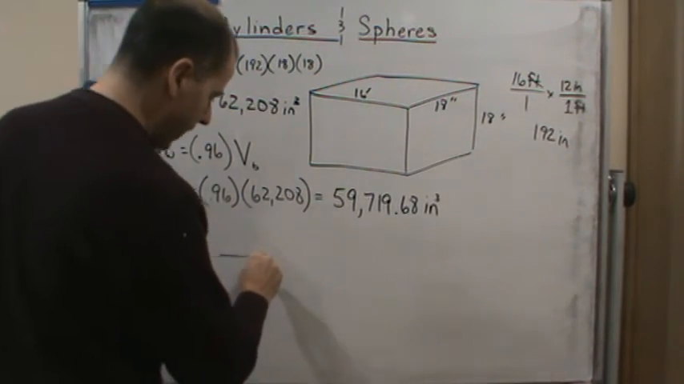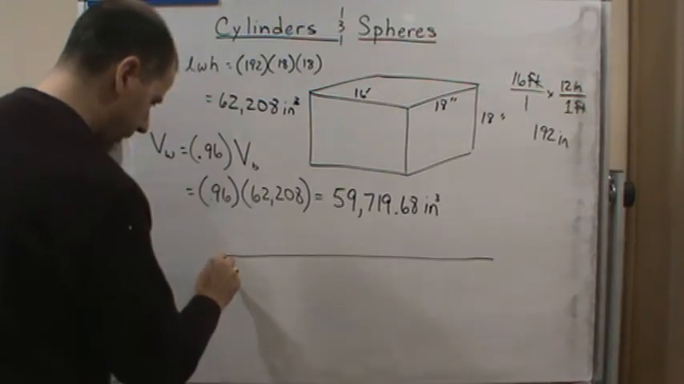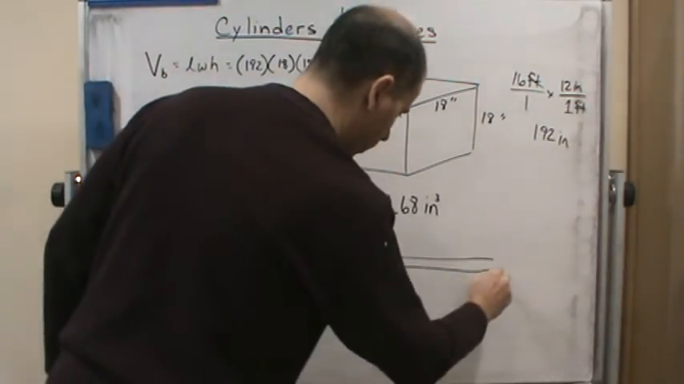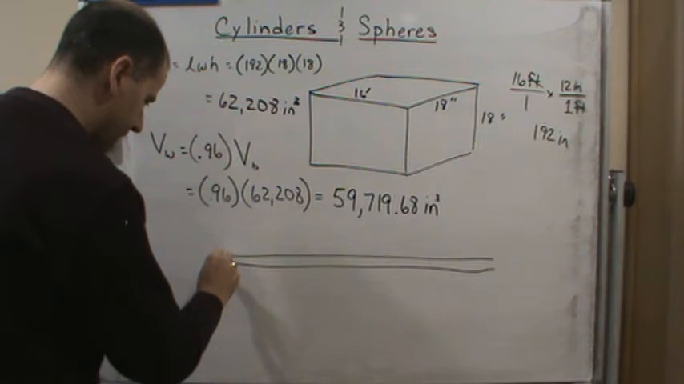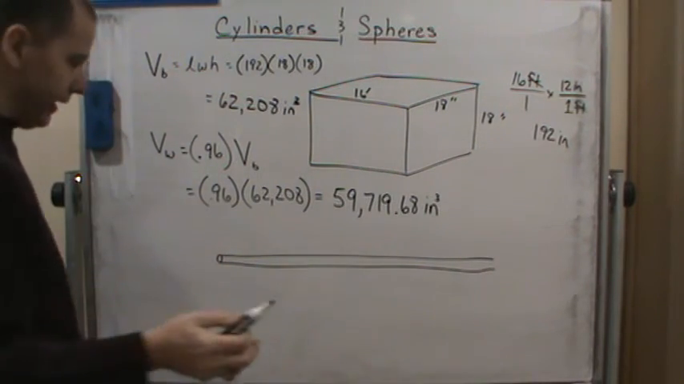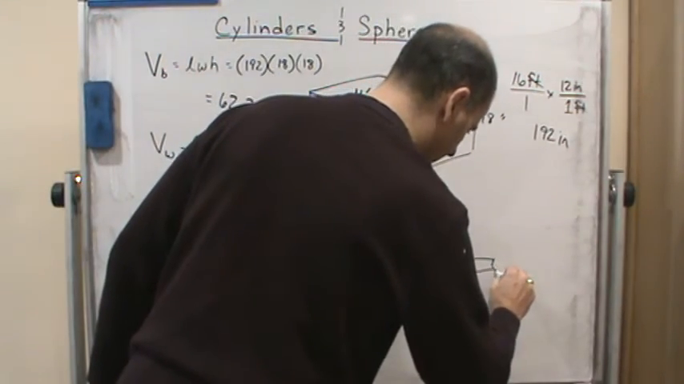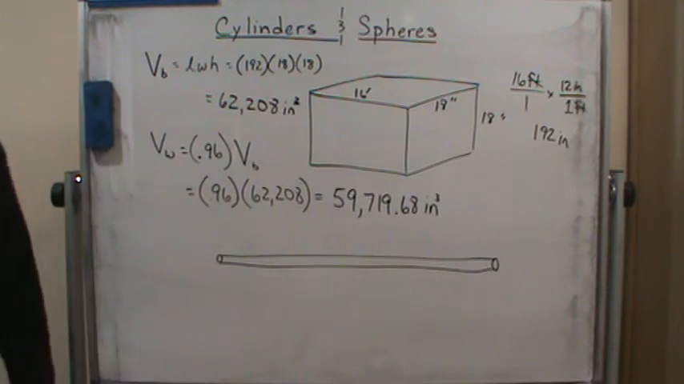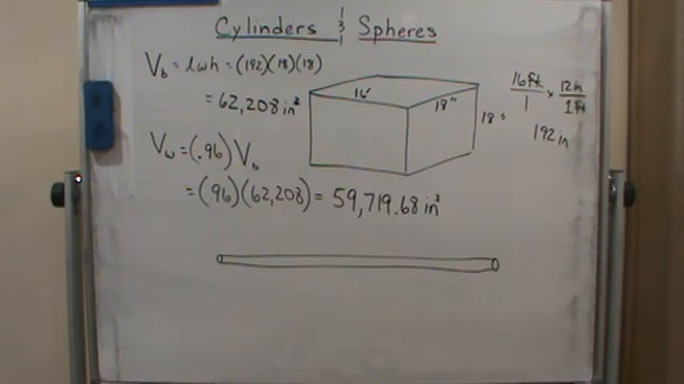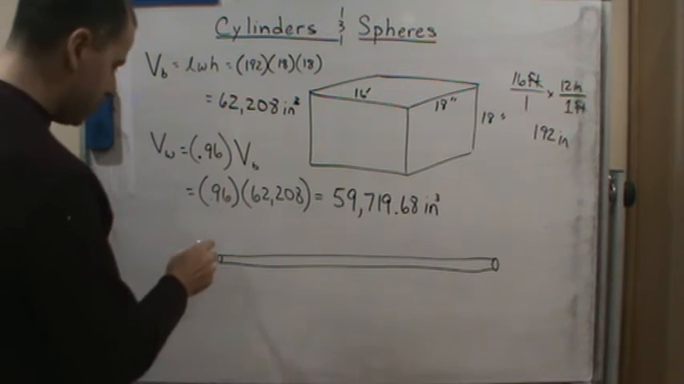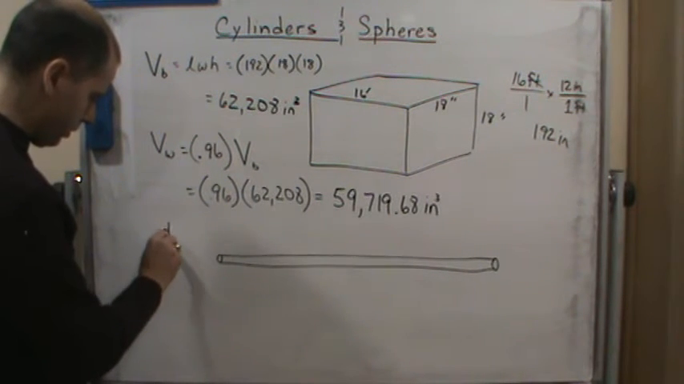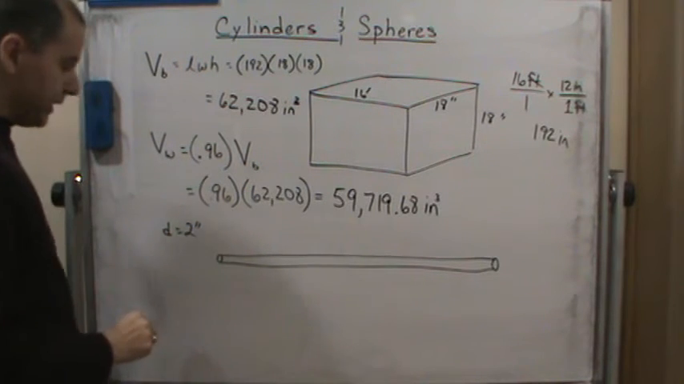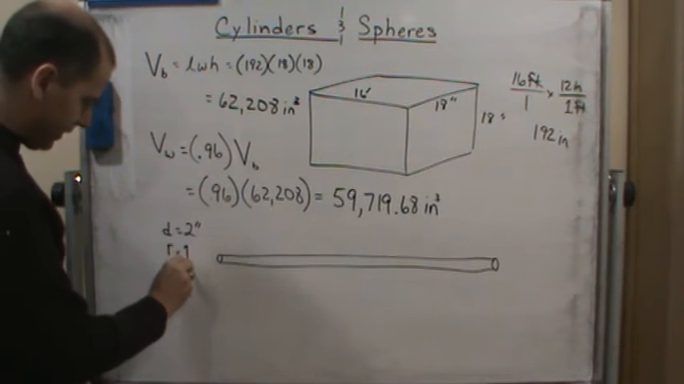So we've got this wire, right? And what do we know about the wire? It's circular, so it's like a giant long cylinder. We know that the diameter of the wire is 2 inches, which means the radius is 1 inch.